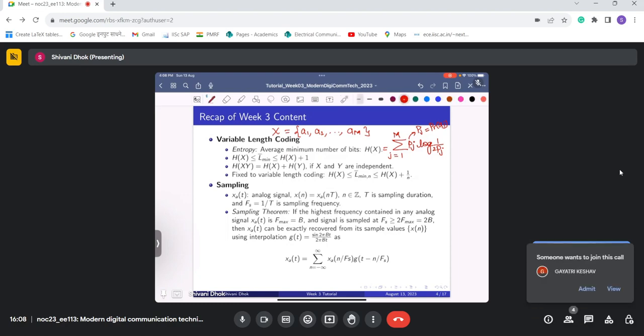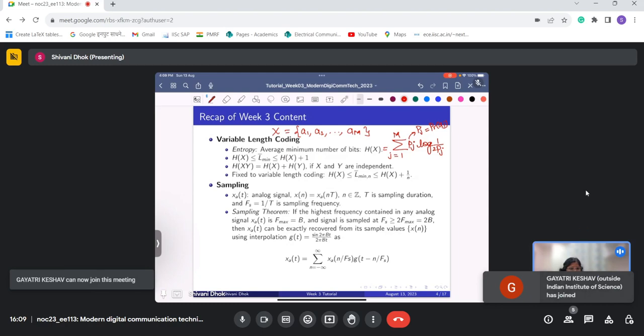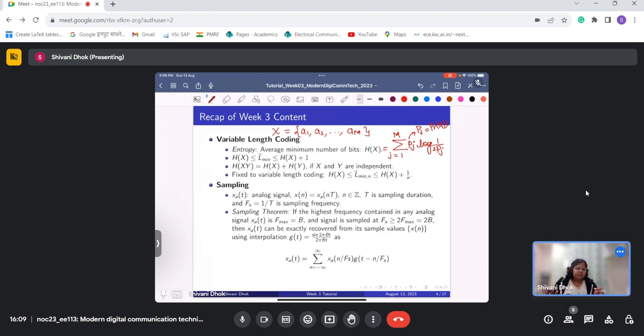This sampling is an important concept, because right now when I'm speaking, my vocal cords are vibrating and they are generating an analog signal. It is continuous in time and continuous in amplitude. It is a pure analog signal.